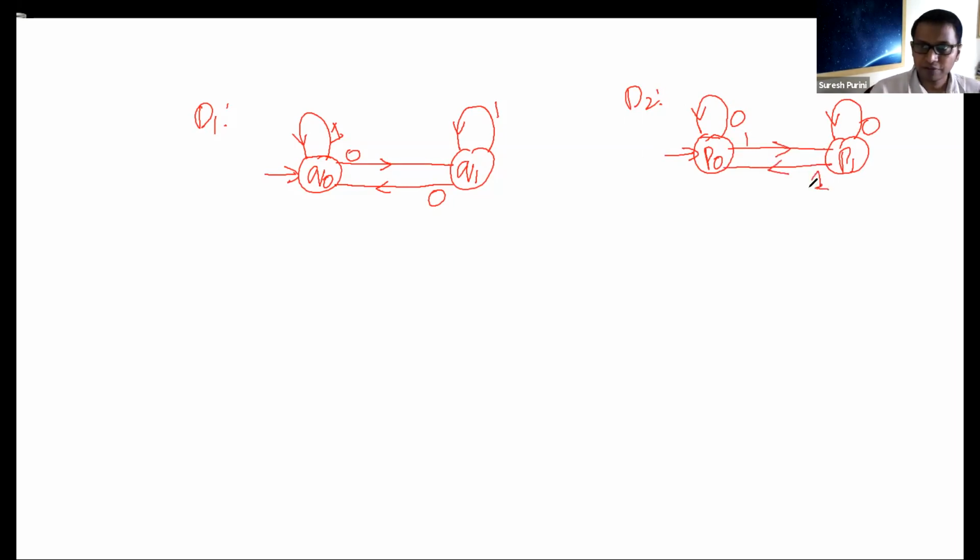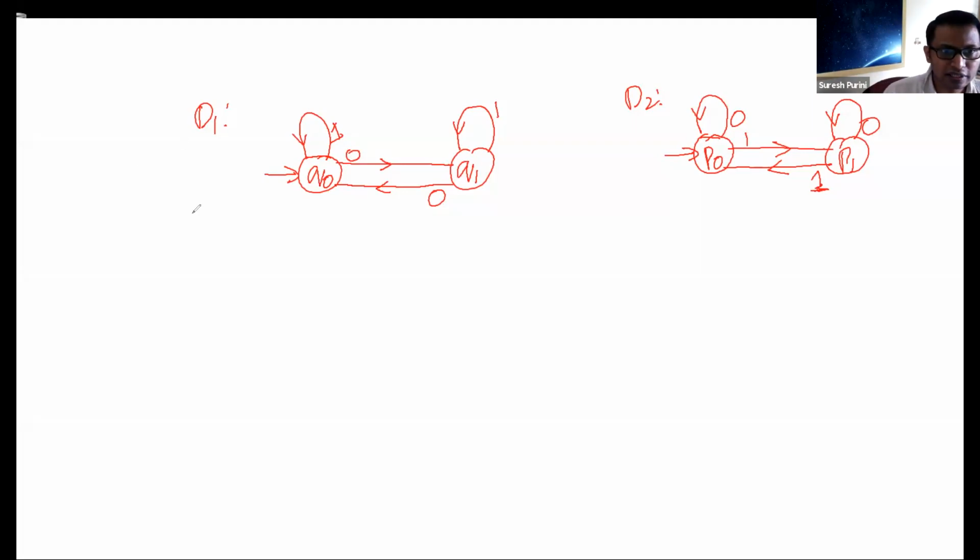So we have these two DFAs here. Right now, if you ask what is the language recognized by these two DFAs, then it is null, because none of the states are accepting states. But you can see if Q0 is an accepting state, then the DFA D1 recognizes all binary strings with an even number of zeros in it.